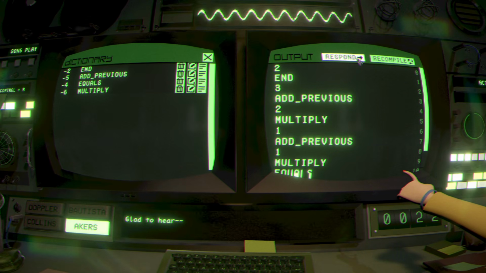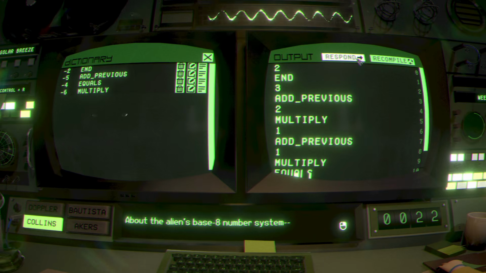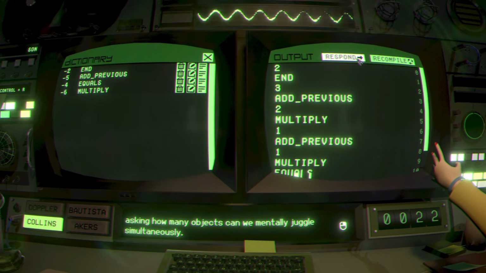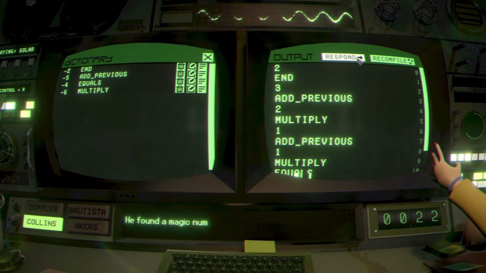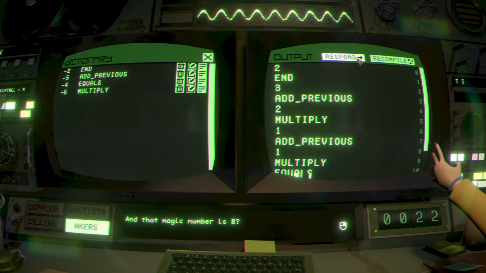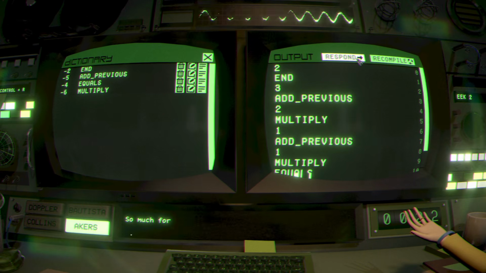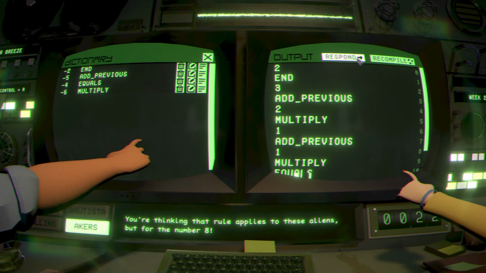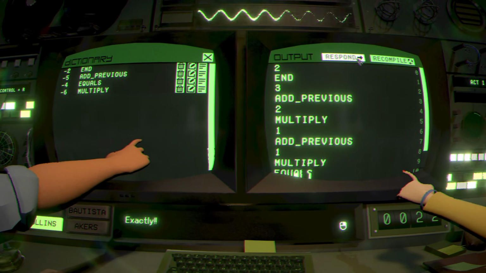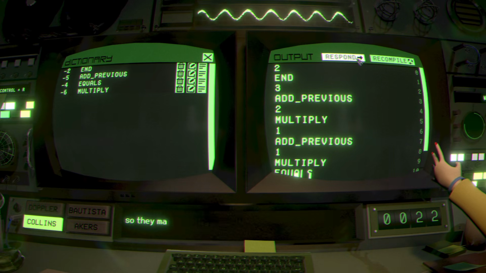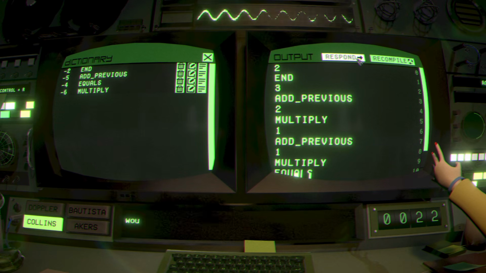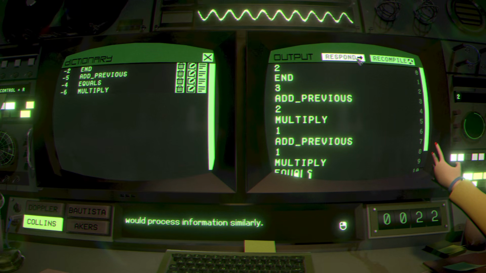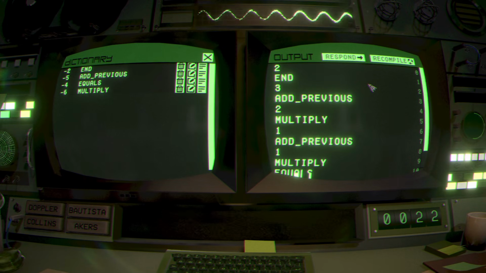I have a thought. Glad to hear. Now, what is it? About the aliens' base 8 number system. A few years back, psychologist George Miller researched what humans can cognitively handle, asking how many objects can we mentally juggle simultaneously. He found a magic number. And that magic number is 8? Nope. It's 7, more or less. So much for your theory. Sorry, Collins. No, the number 7 applies to humans. You're thinking that rule applies to these aliens, but for the number 8. Exactly. Perhaps they can conceptualize 8 concepts at once. So they made the assumption that whoever or whatever would receive this message would process information similarly. Ah. So they're as narrow-minded as Acres is. I see. I'm picking up what you're putting down. No offense, of course, I'm just joking.